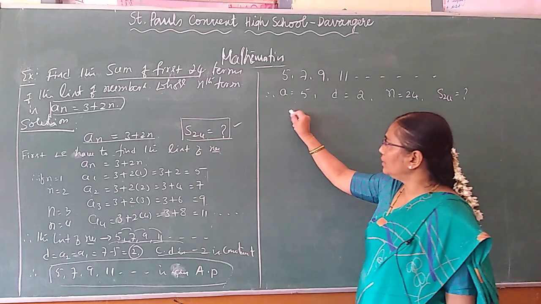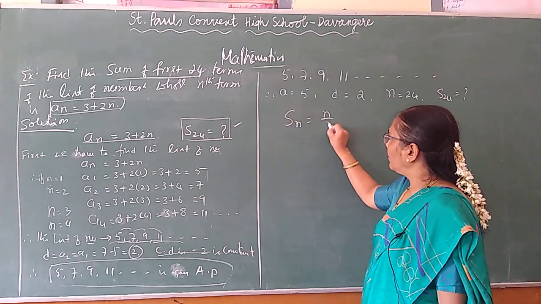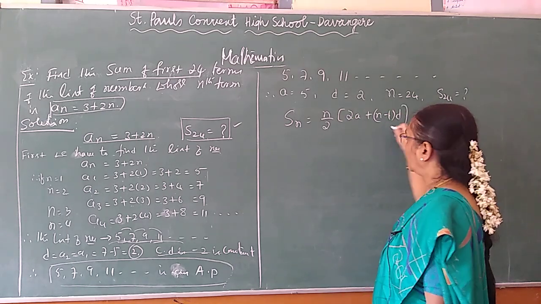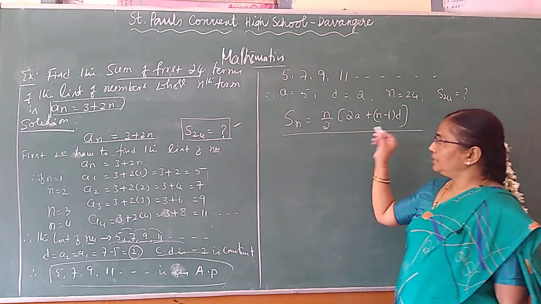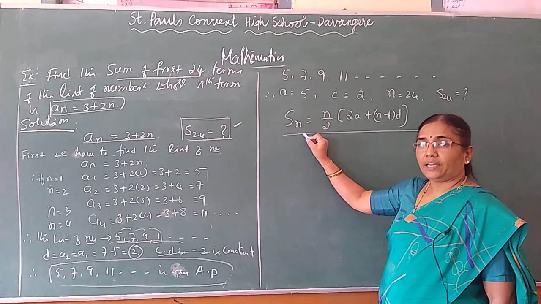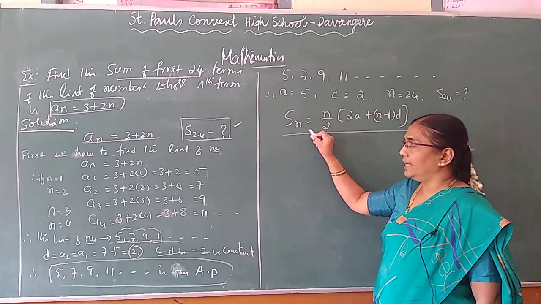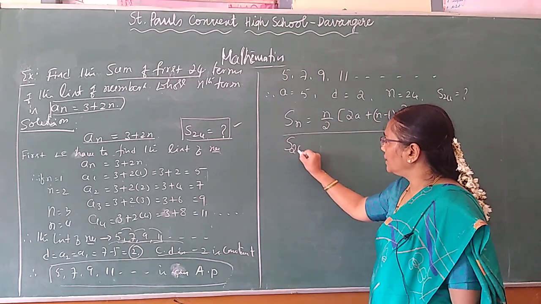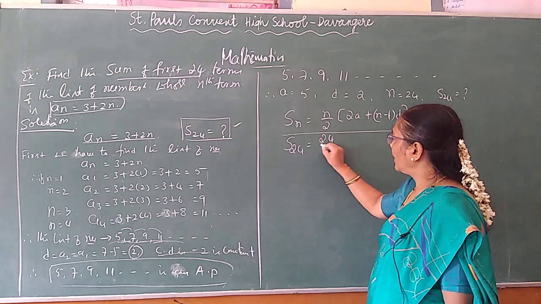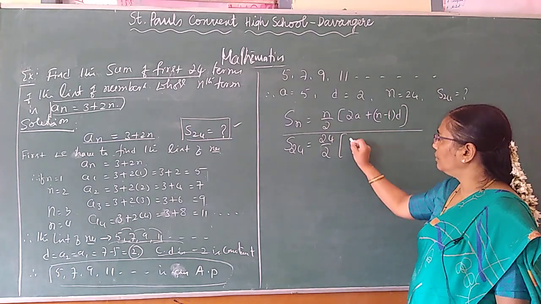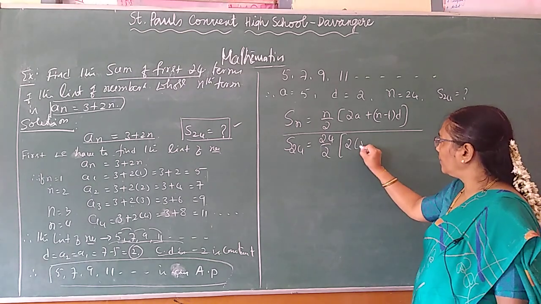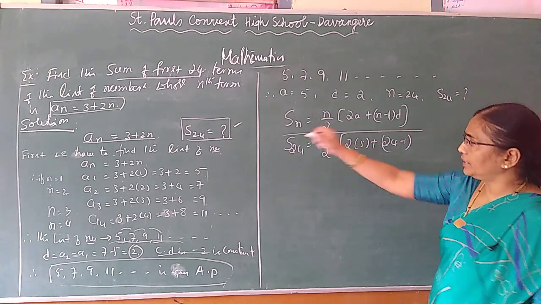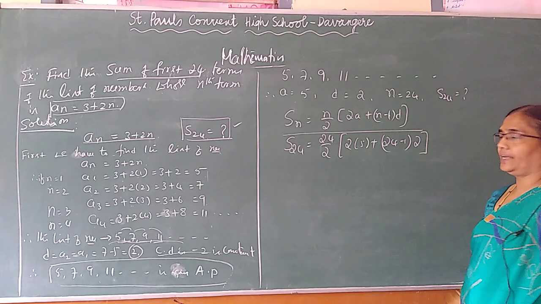Okay children, we know the formula. Sn is equal to n by 2 into 2a plus n minus 1 into d. This formula is important and it is very easy also. You have to practice by writing it 10 times and reading it daily once, then you become perfect. Therefore, our problem is S24. That is 24 by 2, into. Come on, tell me what is a? 2 times a is 2 into 5, plus n minus 1 is 24 minus 1. What is d? 2. Close the bracket.